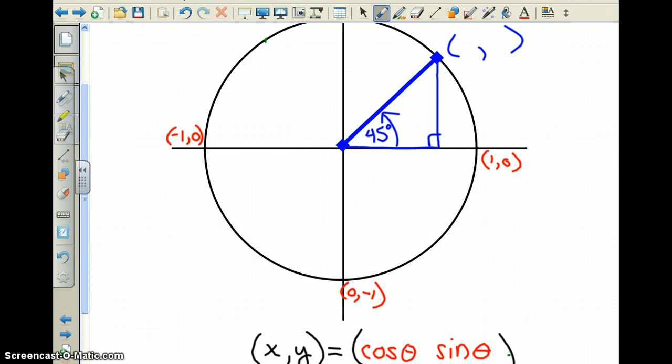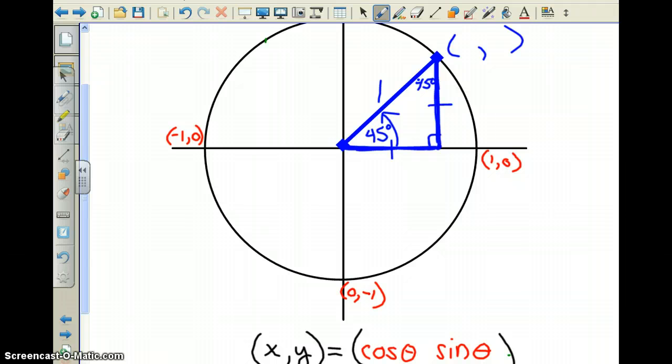So here's my right angle. And if this angle of rotation was 45, that means this angle up here is 45, which means that these two sides of the triangle are the same size. And we also know, since this is the unit circle, that the radius of this circle is 1, so the hypotenuse of this triangle is going to be 1. So we can figure out the distance from here to here along the x-axis, and the distance from the x-axis up to that point on the circle. And we can do that by using the Pythagorean theorem.